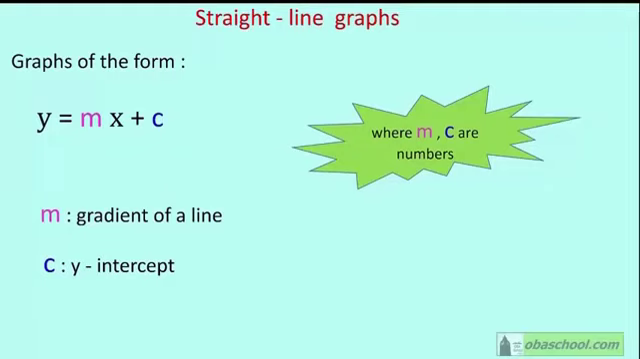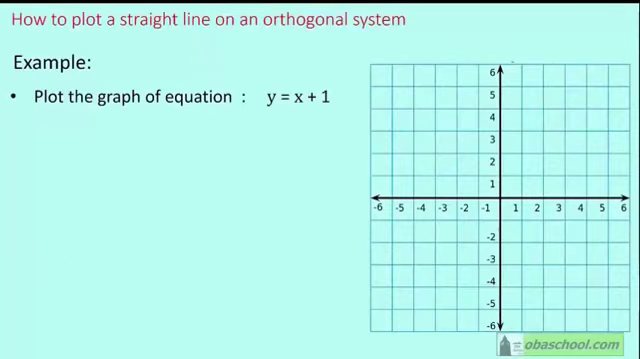Now let's observe how to plot the graph of the straight line on a coordinate plane or orthogonal system. Let's have a look at the following example. Plot the graph of the equation y equals x plus 1. So we have to draw this equation on the x-axis and the y-axis given. Now we will see how to plot this equation on this orthogonal system.